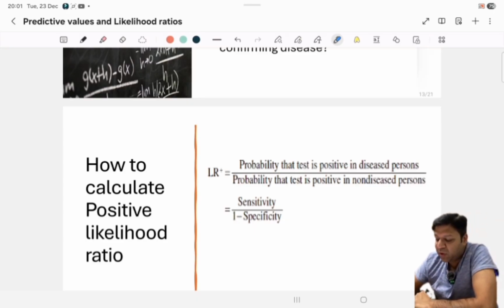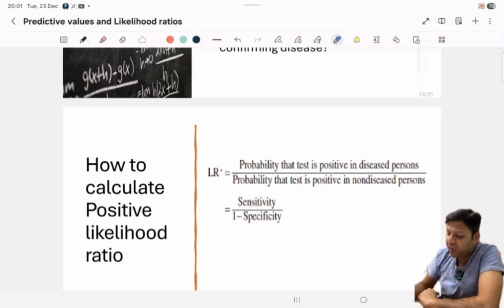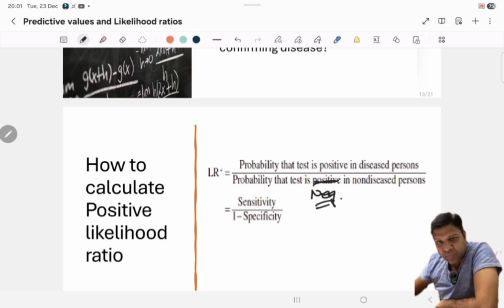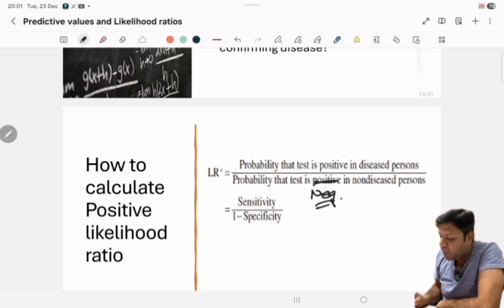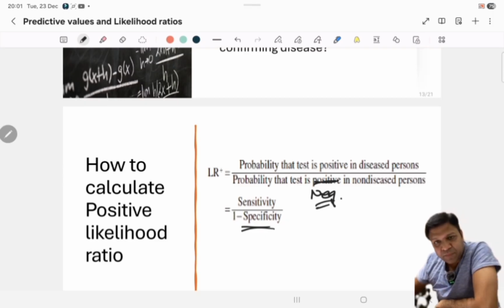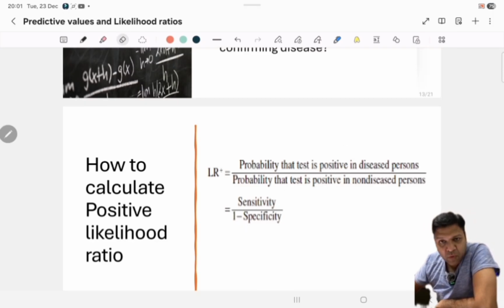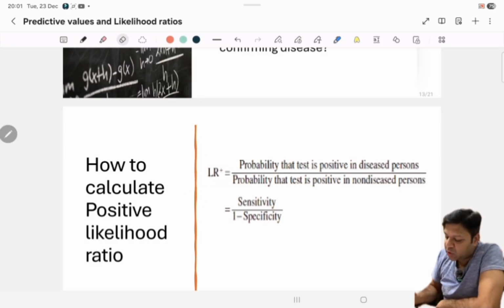Specificity is the probability of the test being negative in a non-diseased person. So if I change this to negative for the sake of discussion, this is nothing but specificity. But I want to know the probability that the test is positive in a non-diseased person. So what will I take? 1 minus specificity. So I hope we are clear how this formula is derived. So positive likelihood ratio is sensitivity divided by 1 minus specificity.